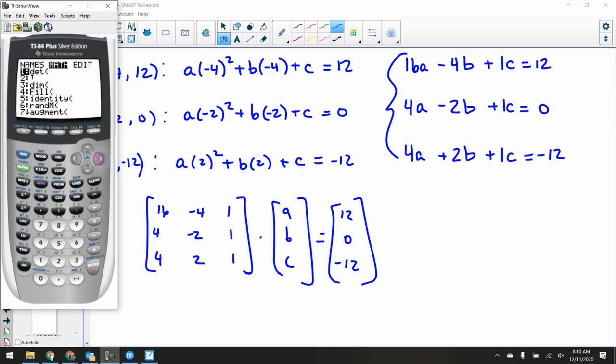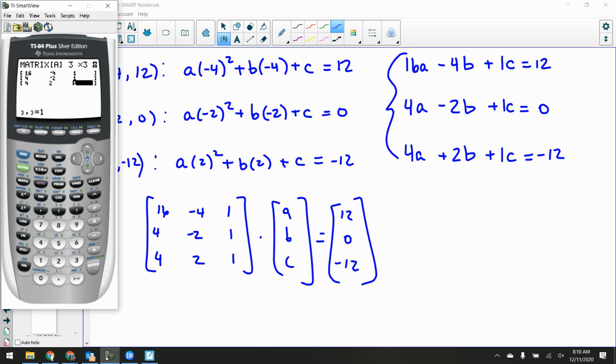Go back into matrix A. It's a 3 by 3: 16, -4, 1, 4, -2, 1, 4, 2, 1. Notice that my last column is always going to be 1s, right? Am I ever going to multiply C by X? No. C is just going to be sitting there as a constant the entire time, no matter what coordinates I get. So 1s are always going to be down the last column.